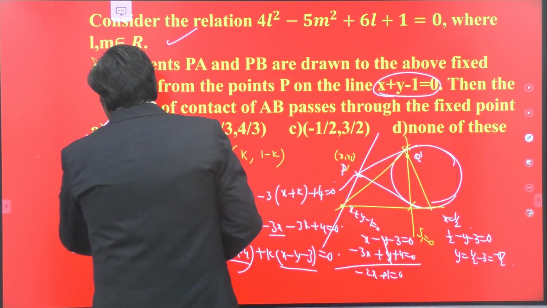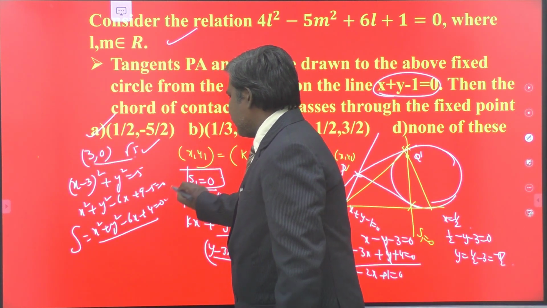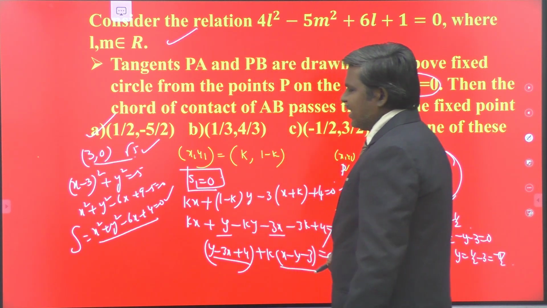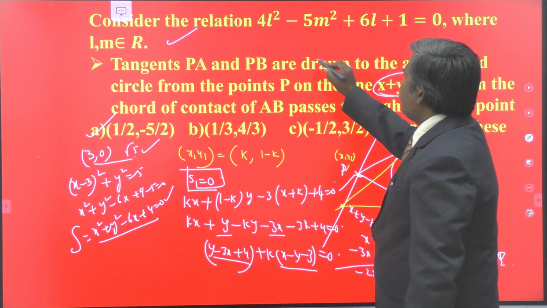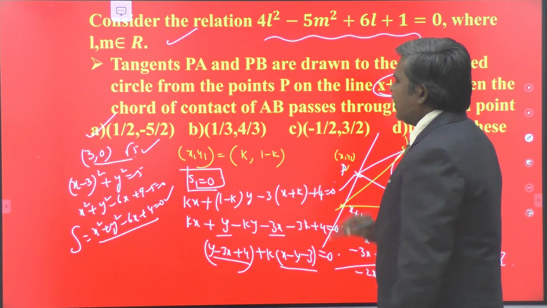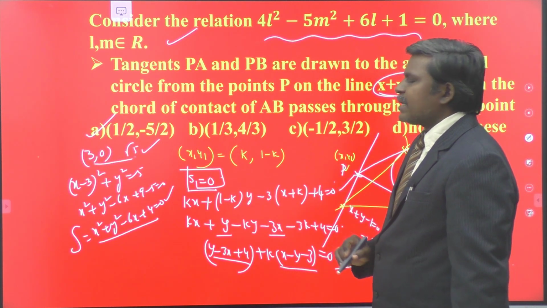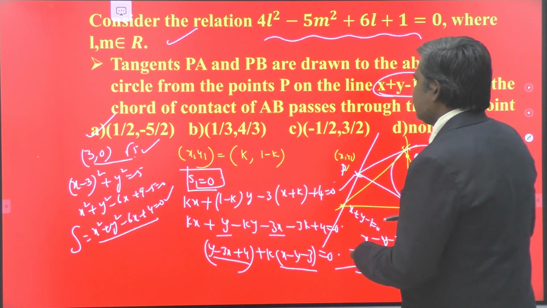So what is our circle? x² + y² - 6x + 4 = 0. Your circle equation related to this relation is x² + y² - 6x + 4 = 0.